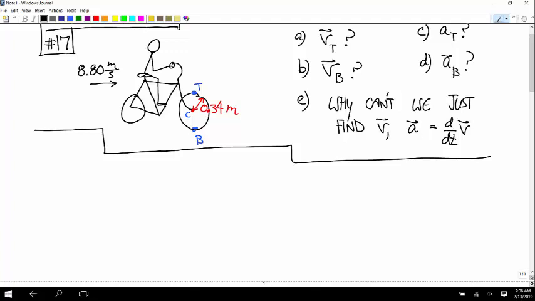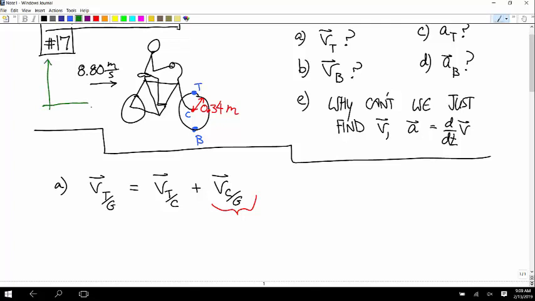And so if we're trying to figure out the velocity of the top, we want the velocity of the top relative to the ground. And we can write that as velocity of the top relative to the center plus the velocity of the center relative to the ground. The velocity of the center relative to the ground is what we're given. If I'm using a coordinate system like this, and why not? Then the velocity of the center relative to the ground is positive 8.8, 0, 0 for z, I guess, too.